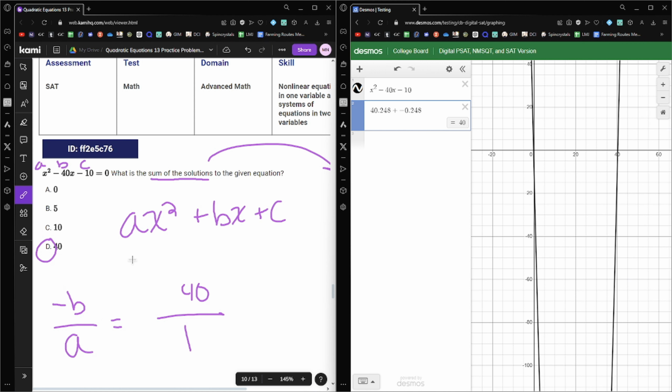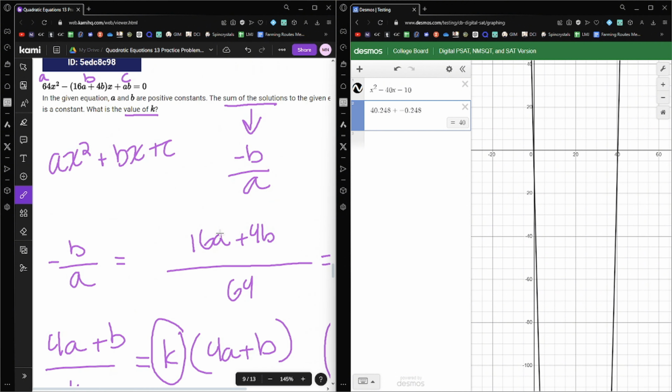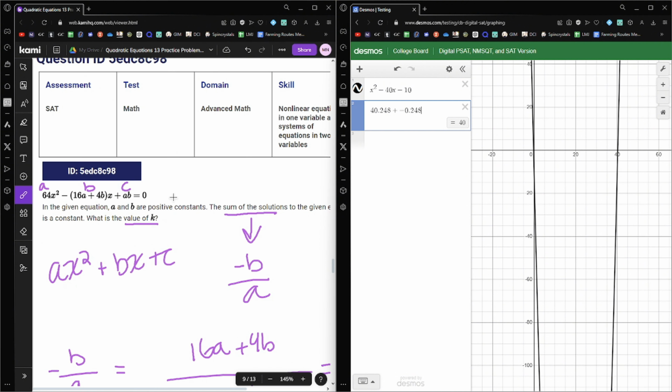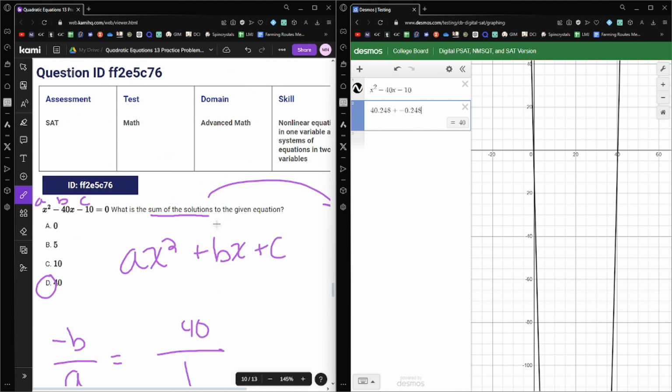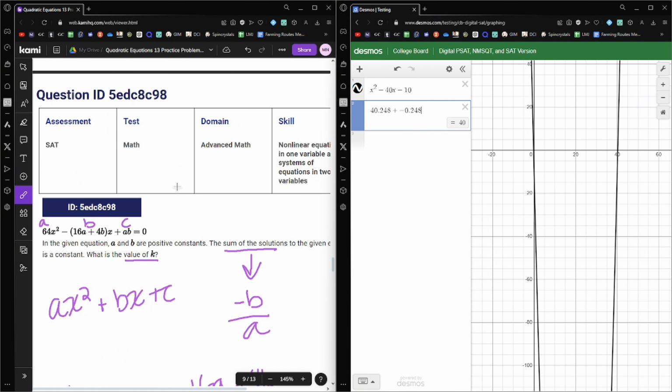Now, I just said that if you don't want to remember negative b over a, you still should actually, because I guess you need to know it for this past question, but if you didn't want to use it on this question, you could use Desmos. Not this last question though.